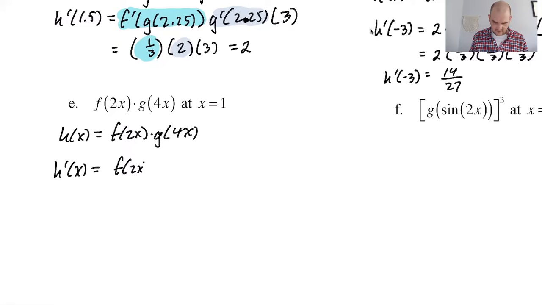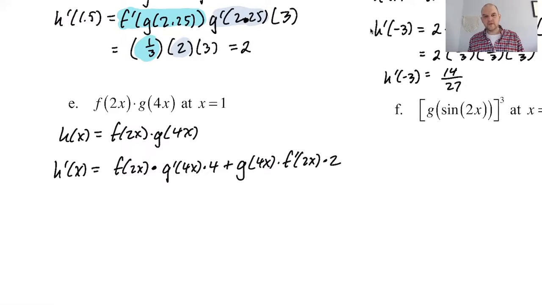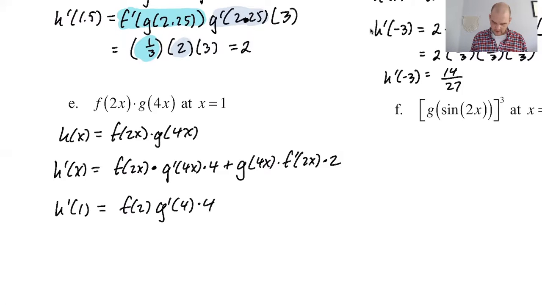All right, h prime of x. First is f of 2x. Derivative of the second is going to be g prime of 4x times the derivative of 4x, which is 4, plus second, which is g of 4x, times the derivative of f, f prime of 2x, times the derivative of 2x, which is 2. So then we plug in to find h prime of 1: f of 2, g prime of 4 times 4, plus g of 4, f prime of 2, times 2. And you kind of just hope that something doesn't exist.